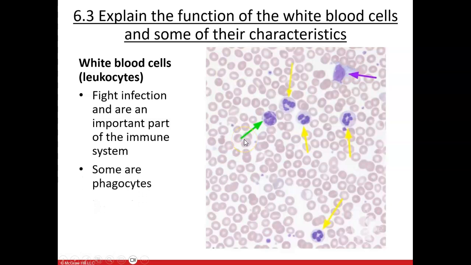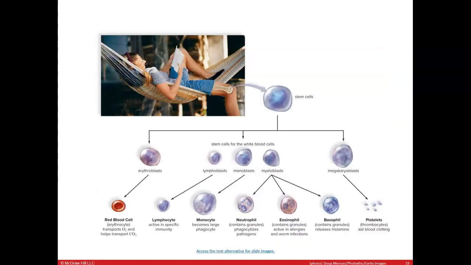Some of them are phagocytes, and some of them make antibodies. So there's lots of different kinds, and I'm going to mention what that means. But notice that there's a lot fewer white blood cells than red blood cells. The proportion of white blood cells is a lot lower. So I'm going to tell you about phagocytes and antibodies.